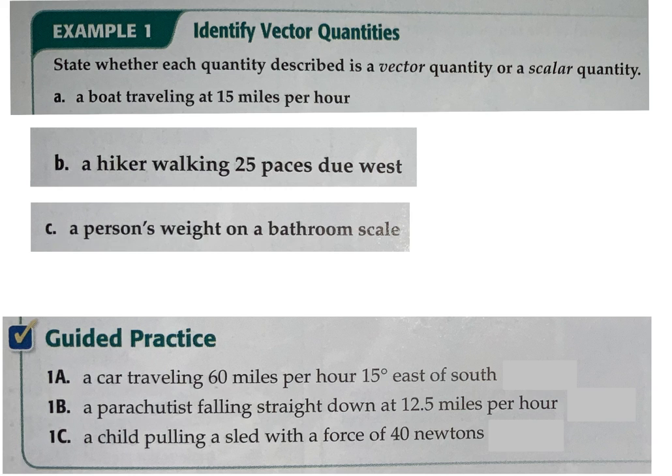A car traveling 60 miles an hour, 15 degrees east of south. Yeah, that's a vector. A parachute falling straight down at 12.5 miles per hour. Yeah, they told you down. A child pulling a sled with a force of 40 newtons. Scalar. They didn't tell you anything about direction there.